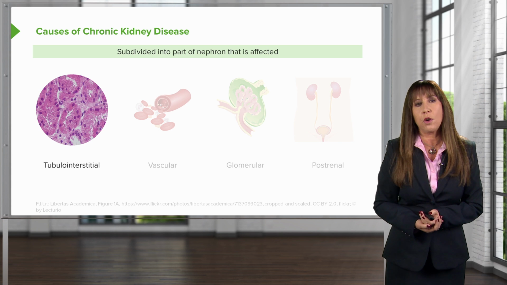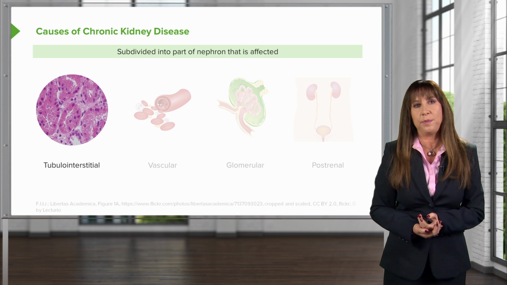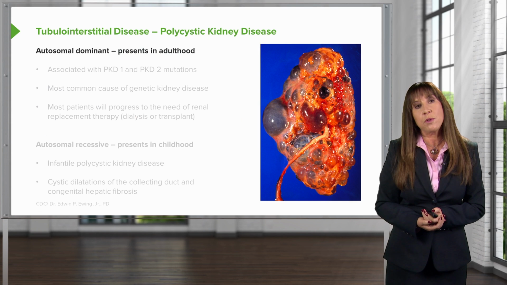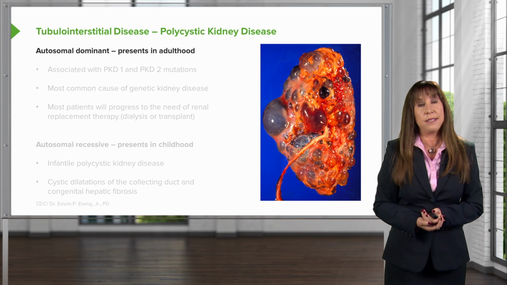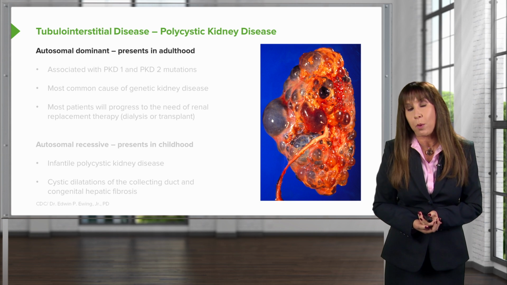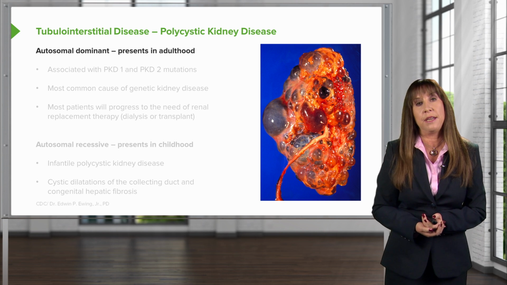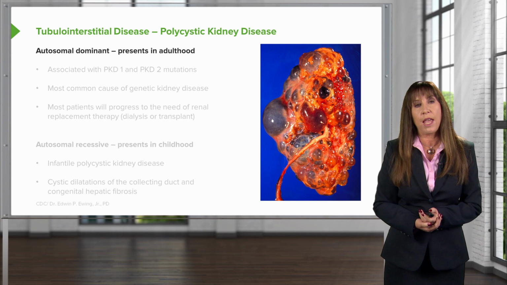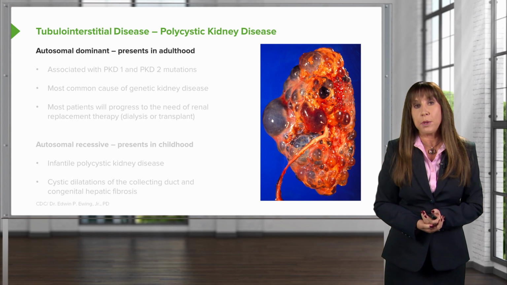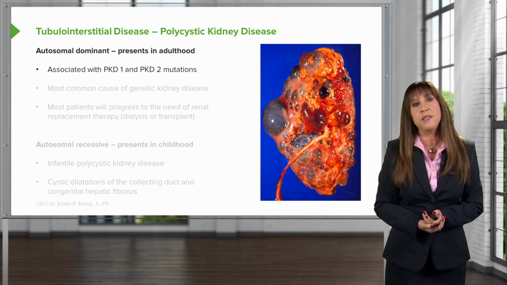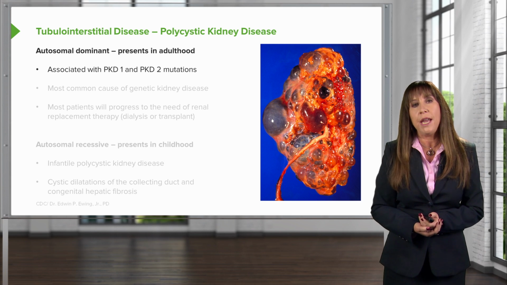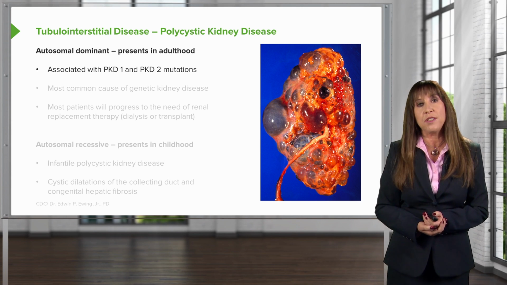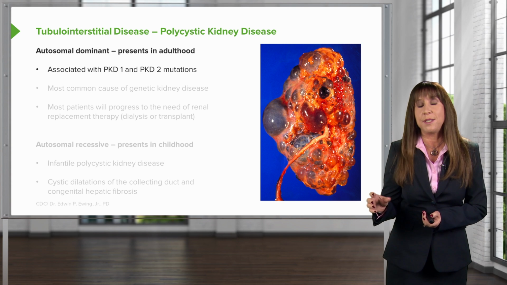So we'll start out with the tubules and interstitium. Some of the most common diseases that you'll see is polycystic kidney disease. Polycystic kidney disease is probably the number one genetic disease that we see in our adult population. It's autosomal dominant, and it presents again in adulthood. It's associated with PKD1 and PKD2 mutations. That's polycystin 1 and polycystin 2.